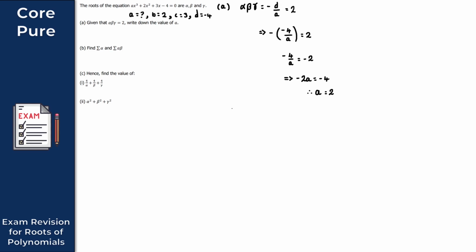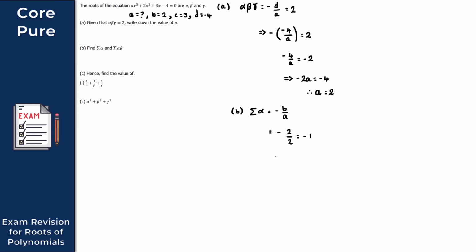Now for the second part of the question, part B, all we want to do is find sigma alpha and sigma alpha beta. This is our alternative notation. For sigma alpha, you need to be aware that this is equal to minus b over a. That is equal to minus 2, because b is equal to 2, and a is also equal to 2. So minus 2 over 2 simplifies to give us minus 1. That's sigma alpha.